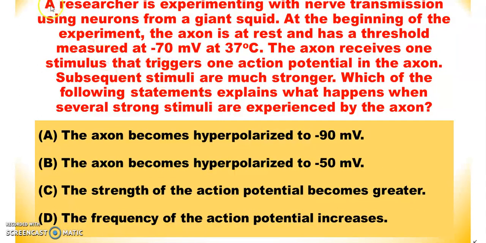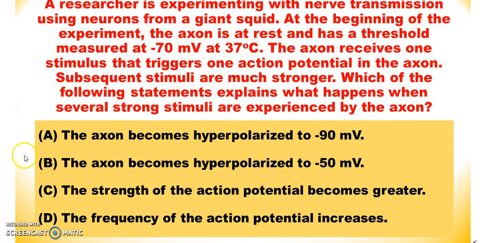The question is, a researcher is experimenting with nerve transmission using neurons from a giant squid. At the beginning of the experiment, the axon is at rest and has a threshold measured at -70 millivolts at 37 degrees Celsius. The axon receives one stimulus that triggers one action potential in the axon. Subsequent stimuli are much stronger. Which of the following statements explains what happens when several strong stimuli are experienced by the axon?